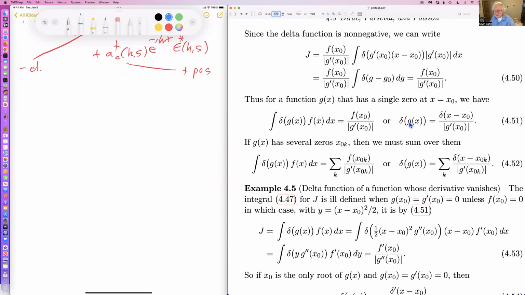So what we found is that delta of G of x is equal to this. In other words, the integral of delta of G of x times f of x, if G only has one zero, is f of x0 divided by G prime at x0. But if G has several zeros, then we have to do a sum like that.